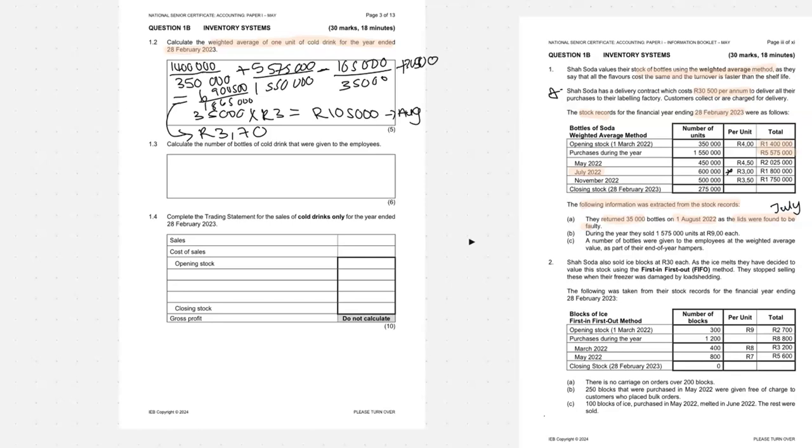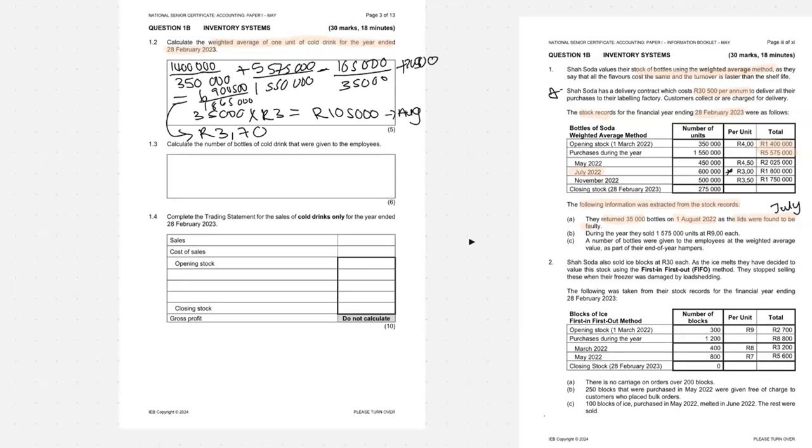Now, in the next part, they want us to calculate the number of bottles of cold drinks that were given to the employees. We have our opening, our purchases, our closing, our returns, and we also have the number of units that were sold. For this calculation, you take your opening, which is 350,000 units, plus your purchases, minus your returns, and then minus your closing.